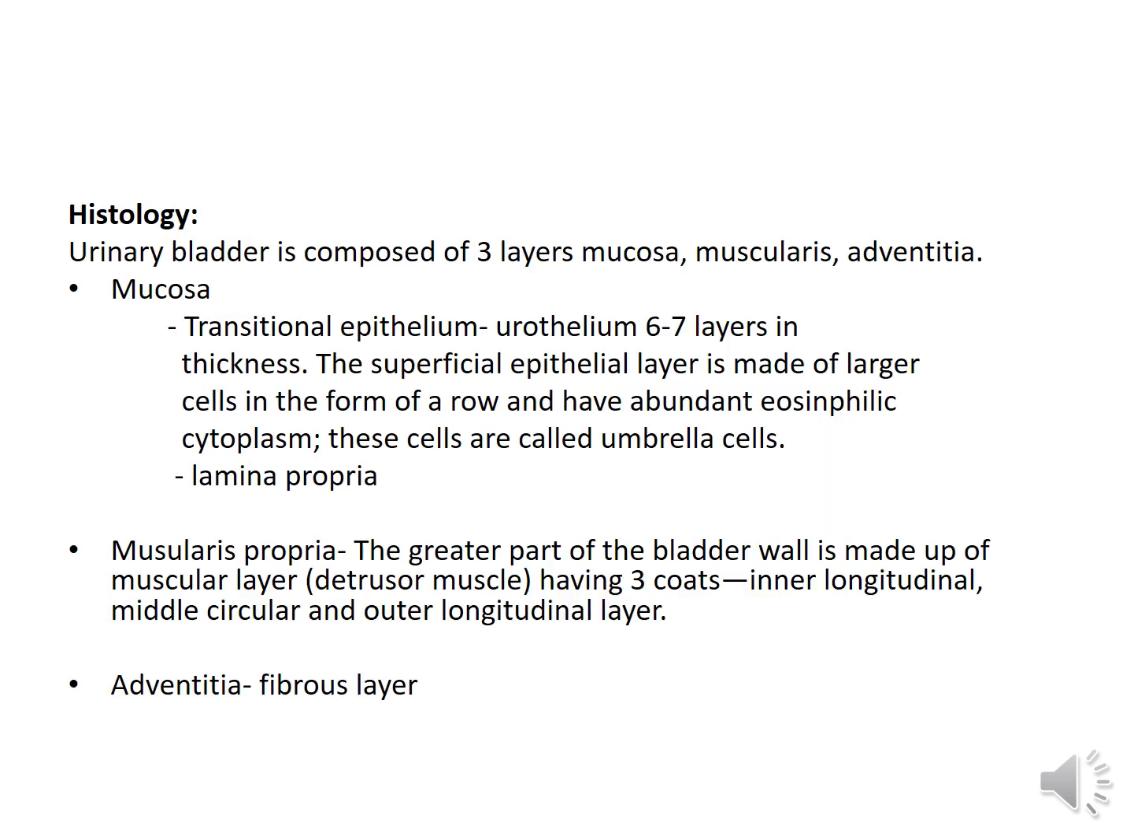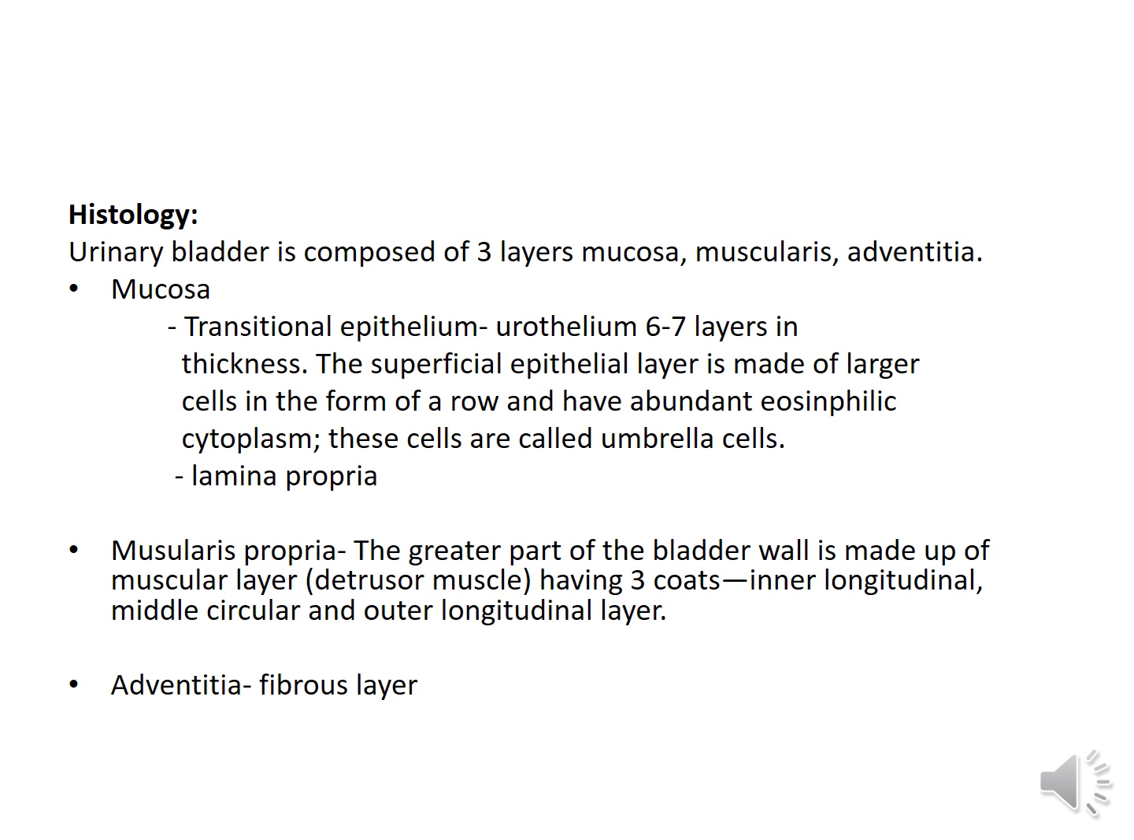Histology of urinary bladder. The urinary bladder is made up of three layers. It has mucosa, muscularis and adventitial layer. Mucosa contains the epithelium and the lamina propria. Epithelium is made up of transitional epithelium, which is also called urothelium. It is about 6 to 7 layers in thickness.